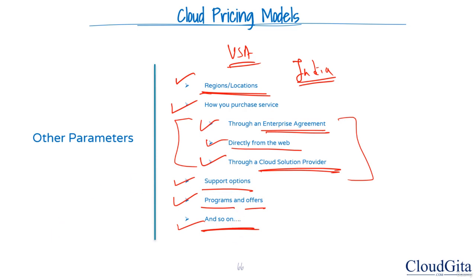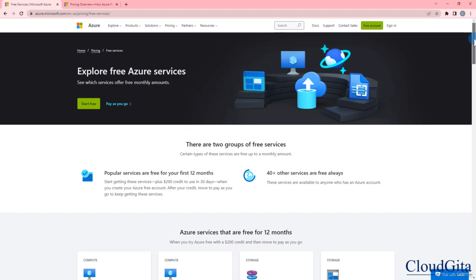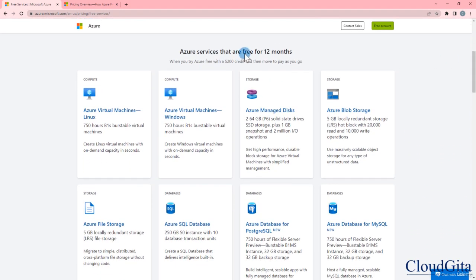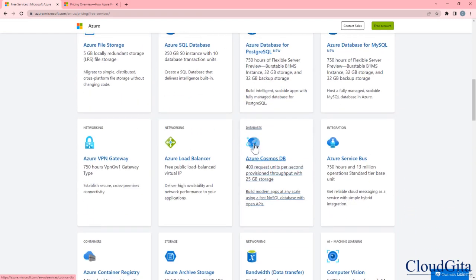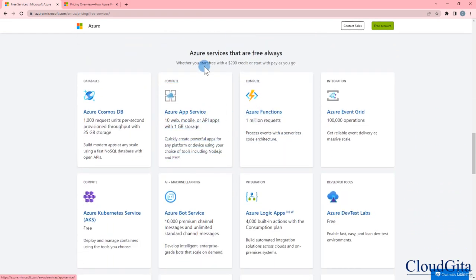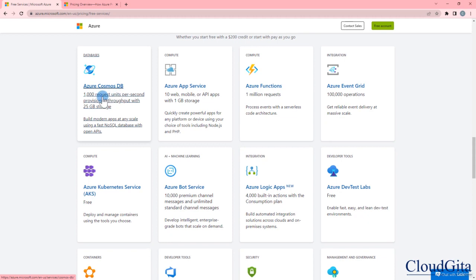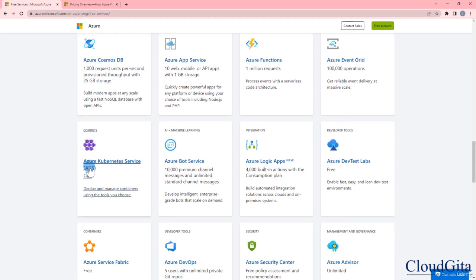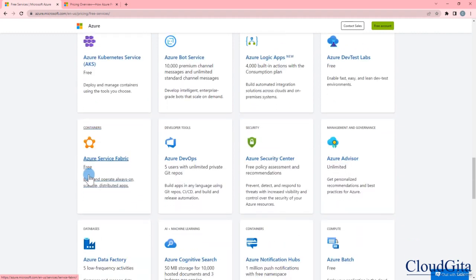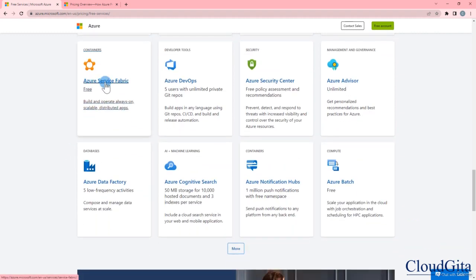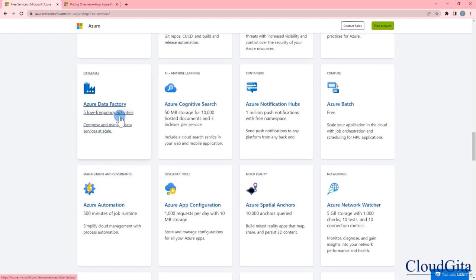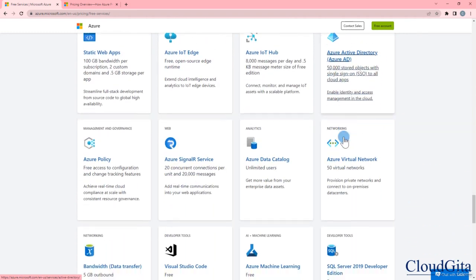Let me take you to this page from Microsoft here. If you see here, Microsoft tells you what different services you can use if you are using your free account. If you scroll down below, you can see Azure services that are always free. You can see that for Cosmos DB, 1000 requests are always free. If you're using Azure Kubernetes Service, actually it's always free, right? And there can be more services. Azure Service Fabric, it's always free, right? And Azure Data Factory, 5 low frequency activities are free. You have to pay if you use more than that. Azure Batch is always free. So you can look at all these services and see how they're priced.